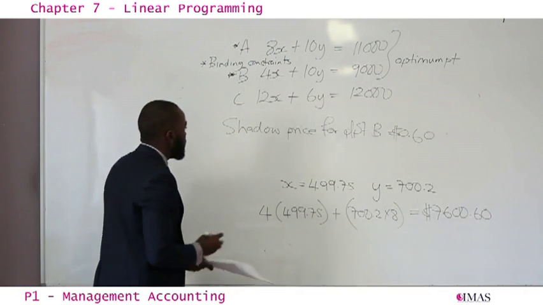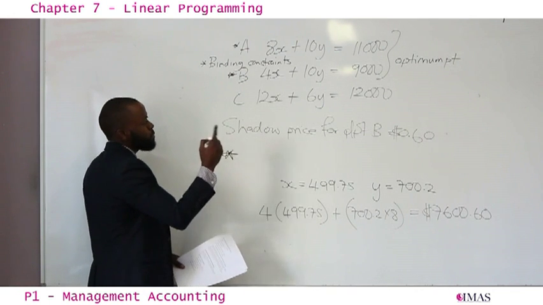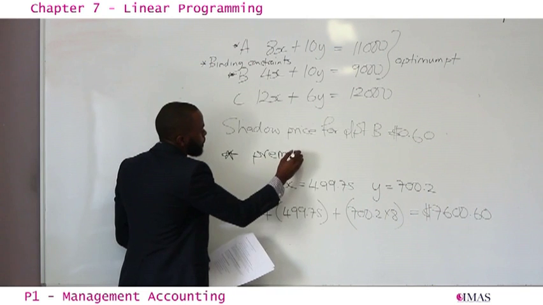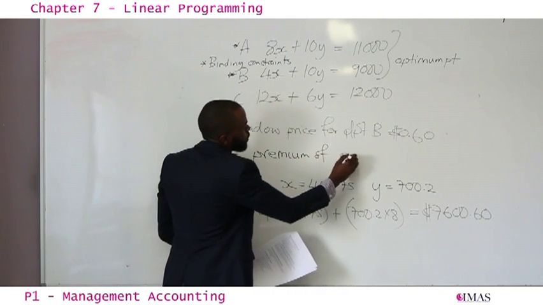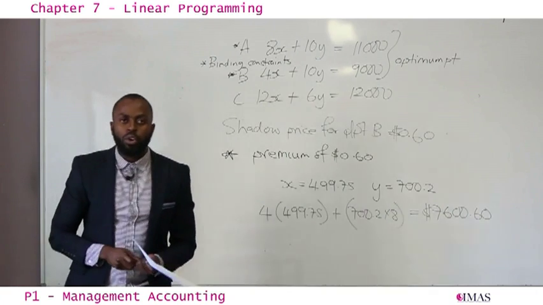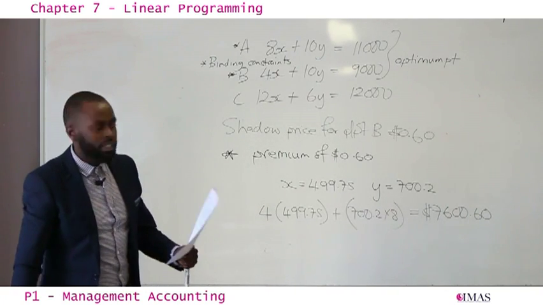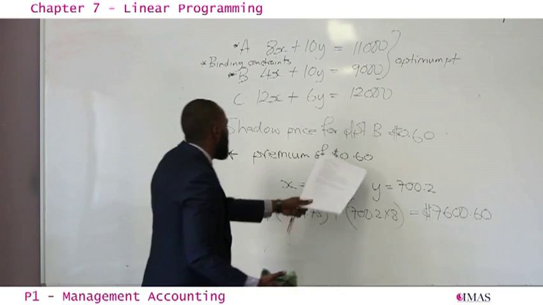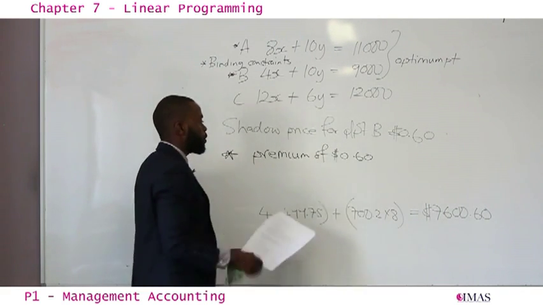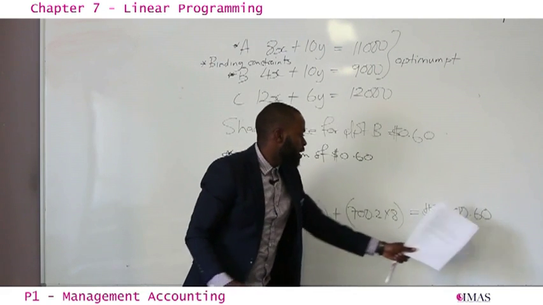How else we can explain it is, if we want 1 more hour in Department B, we're prepared to pay a premium of 60 cents. That's the maximum that we can pay, because we know that 1 extra hour is going to increase our contribution by 60. So there's no way we're going to pay more than 60, because our contribution is only increasing by 60.